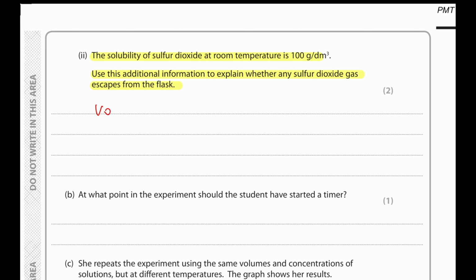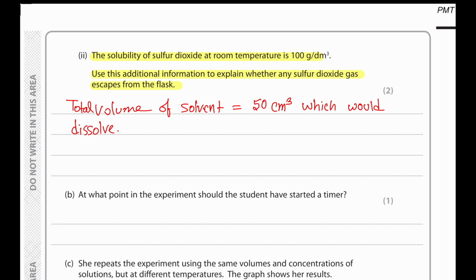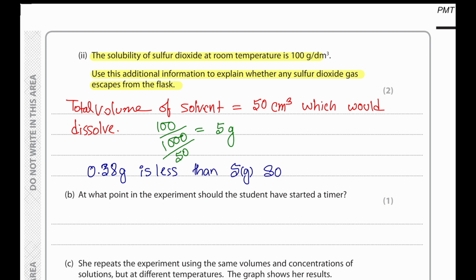The solubility of sulfur dioxide at room temperature is 100 gram per dm³. Use this additional information to explain whether any sulfur dioxide gas escapes from the flask. The volume of solvent is 50 cm³, which would dissolve 100 divided by 20, which equals 5 grams. So 50 cm³ will be able to dissolve 5 grams of sulfur dioxide. The 0.384, or 0.38 gram, of sulfur dioxide that is produced is less than 5 grams. So no sulfur dioxide would be able to escape.